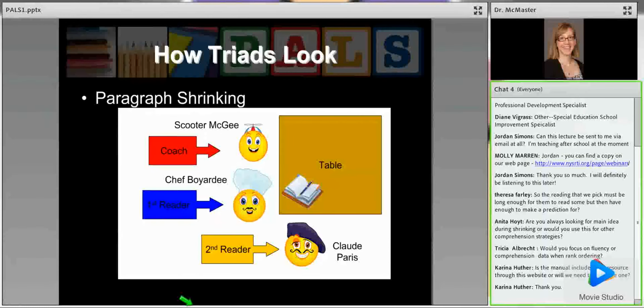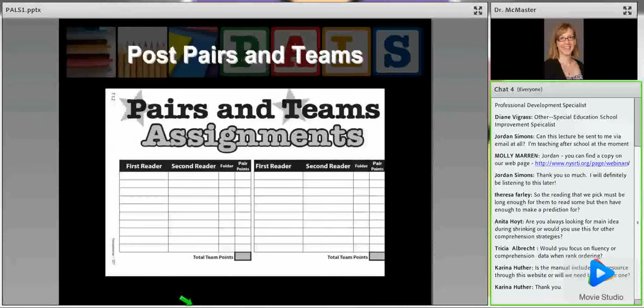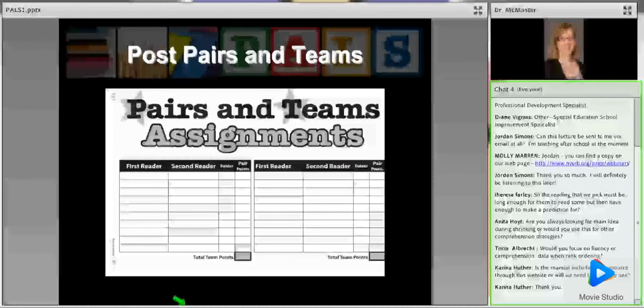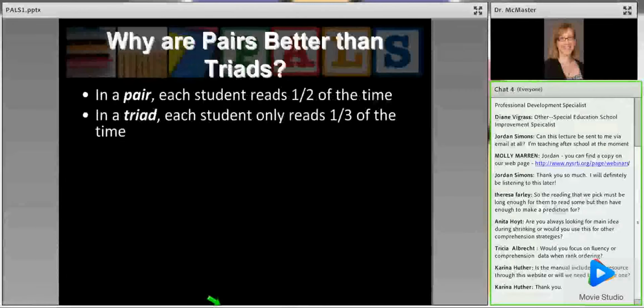So I'll go back to the pairs and teams assignment chart, and you can see there's a place there for you to add up their points and record those at the end of the week if you wanted to do that.